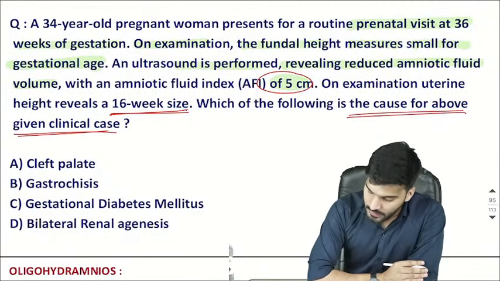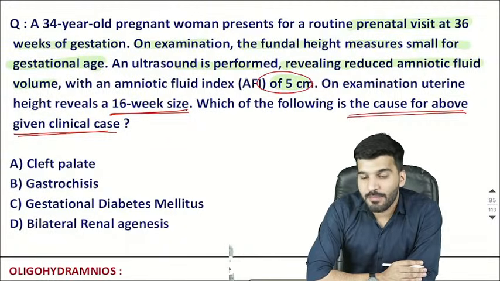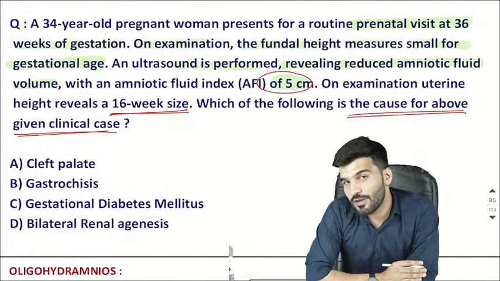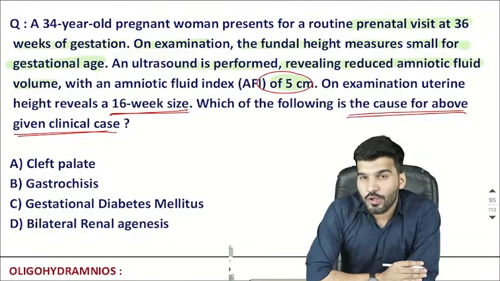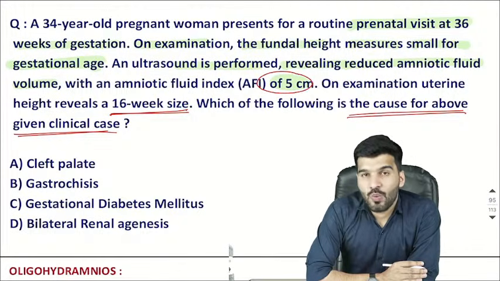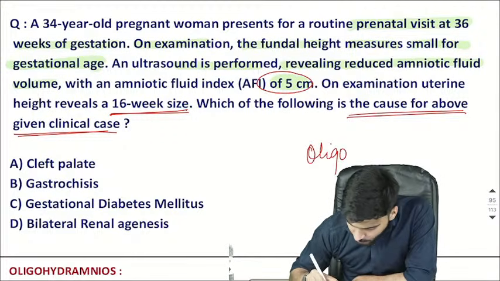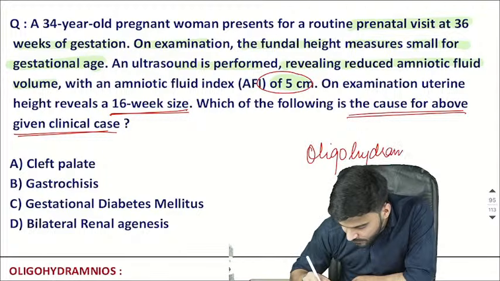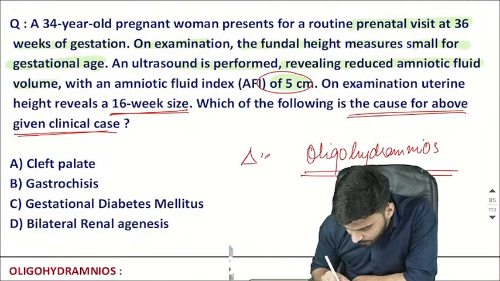Now, you can see the height of the uterus is less than the period of gestation. And why? Because it's a case of oligohydramnios, because the USG already revealed that the amniotic fluid is decreased and the amniotic fluid index is 5. So what is your most likely cause? What is your diagnosis? The diagnosis is oligohydramnios.